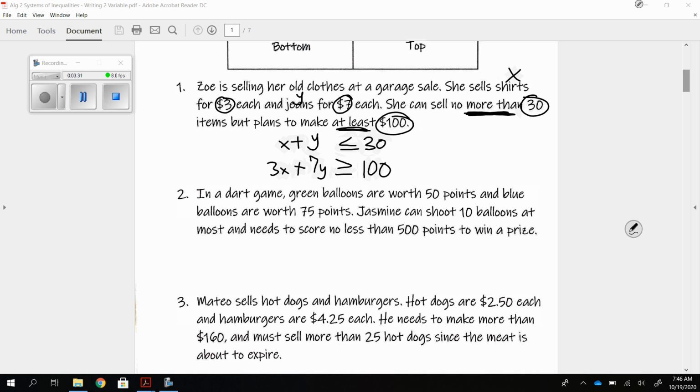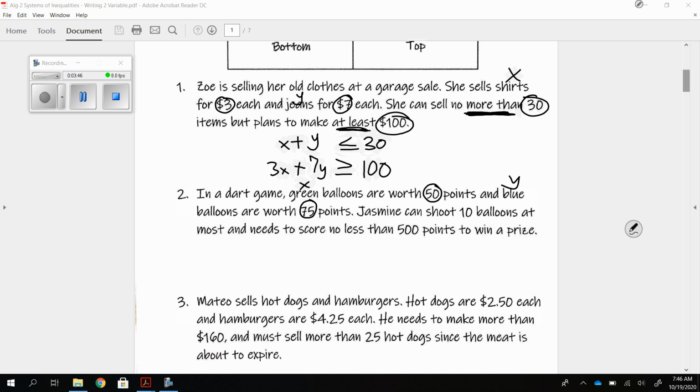All right, let's move to number 2 real quick. In a dart game, green balloons are worth 50 points and blue balloons are worth 75 points. So let's stop. We know green will be X and they're worth 50. And we know blue will be Y and they're worth 75.